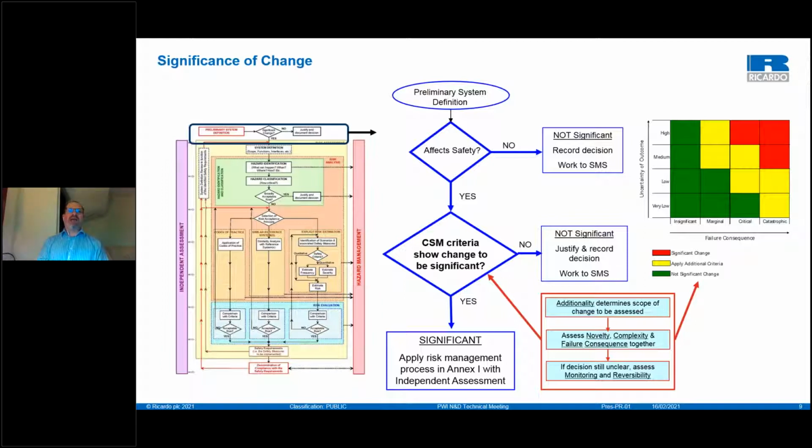So you will have a preliminary idea of the system, which you can document in the preliminary system definition document. And from that, it should give you enough information on the novelty, complexity, and the consequence of the failure of the change to your system.